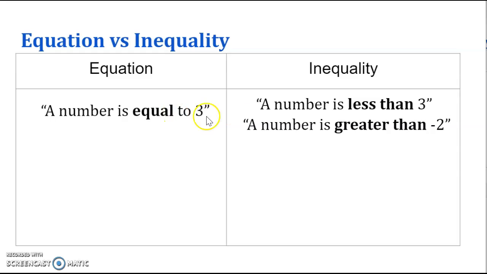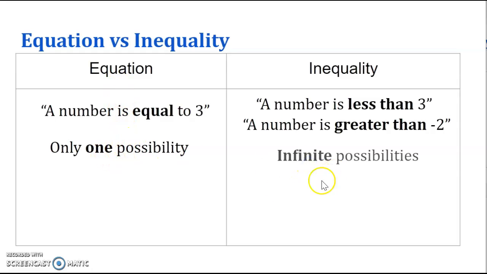So the expression that you're going to have is different. With an equation, the equal sign is always going to be there, while with an inequality, you're going to see phrases like less than or greater than. There's only one possibility with an equation, while with inequalities, there are infinite possibilities. Just like when we were exploring the Desmos activity. When we say a number that is less than 3, there are a whole lot of possible numbers that are less than 3. Your classmates and you came up with many different numbers.